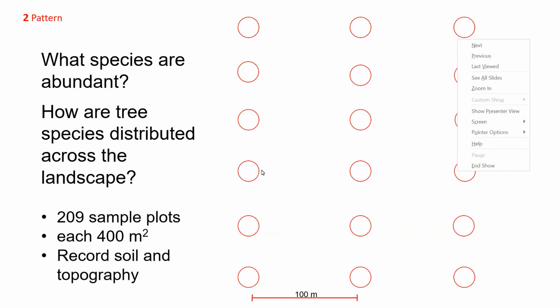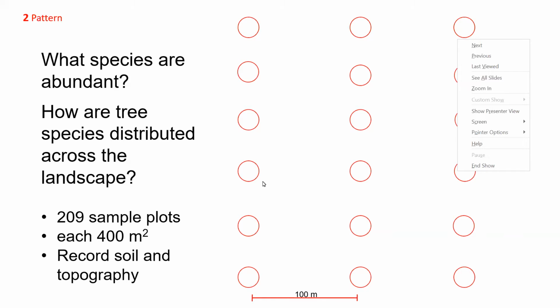And one of the studies we did to this involved establishing sample plots scattered across the landscape, in arrays like this, in which we censused the trees. So we had 209 of these sample plots, each of them 400 meters squared in area. They were circular. And in these plots, we recorded the topography, and we took soil samples.